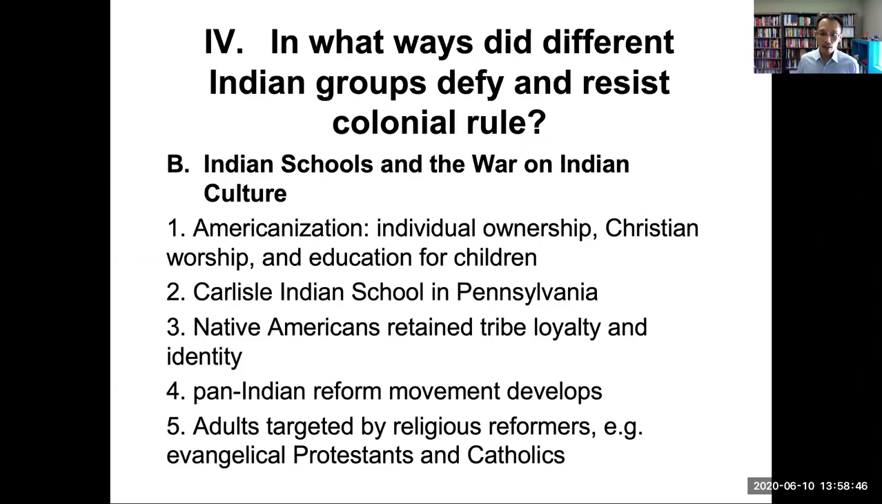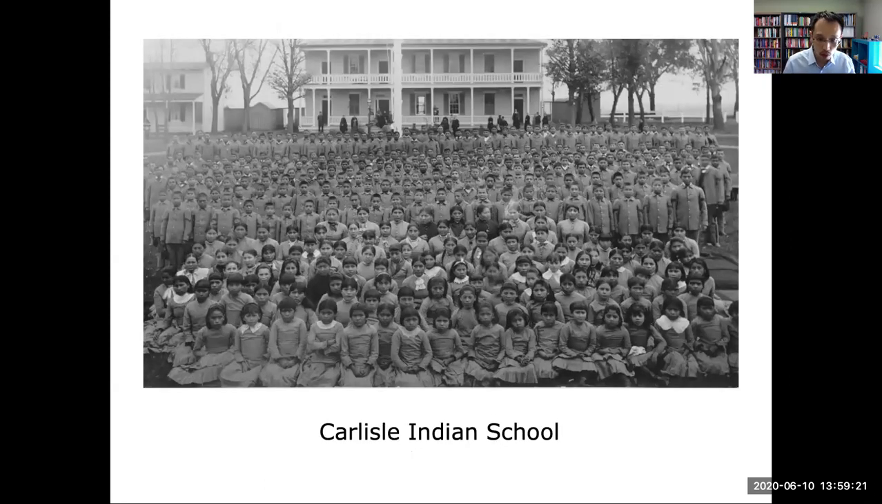society. And the three cornerstones of this new idea of Americanization, which is probably the final assault on Indian culture and life, included, one, individual ownership of land. Second, Christian worship. And third, education for children. So the government actually permitted these reformers to remove Indian children from their homes and place them in boarding schools, such as this one, the Carlisle Indian School in Pennsylvania.